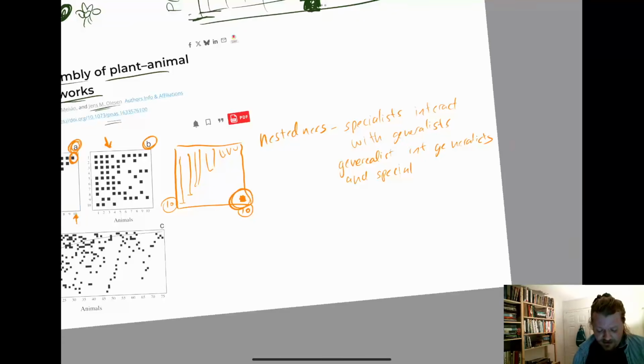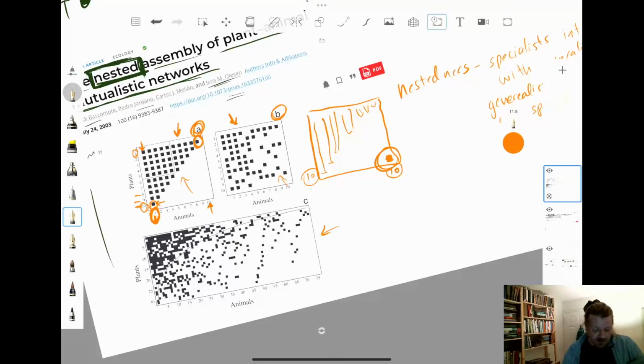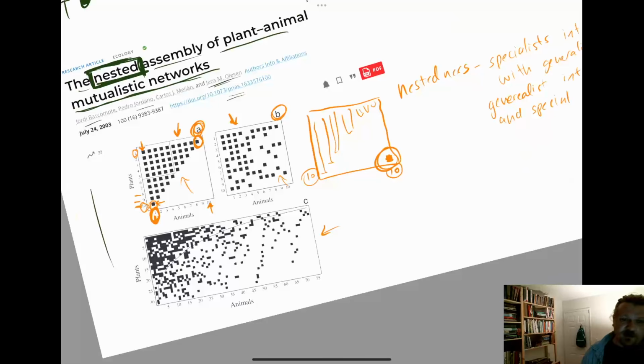And so these are two cartoons of networks, right? A is a perfectly nested network. B is a much less nested network. And then C is a real network, right, of 75 or 80 species of animal and 30 species of plant. And what you can see is that it's not perfectly nested. Perfectly nested would look like this, right? There'd be a perfect triangle. And there's a bunch of things that aren't perfect triangles, but it's pretty dang nested.